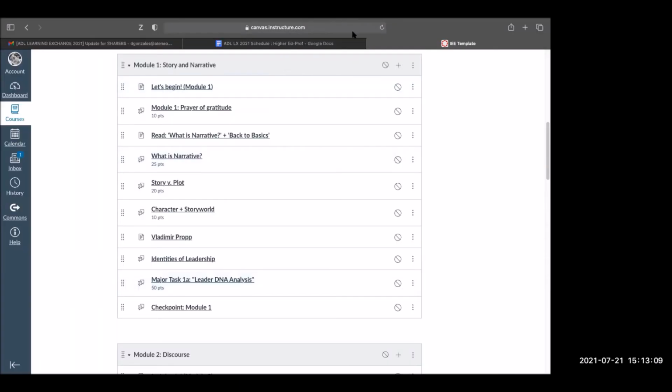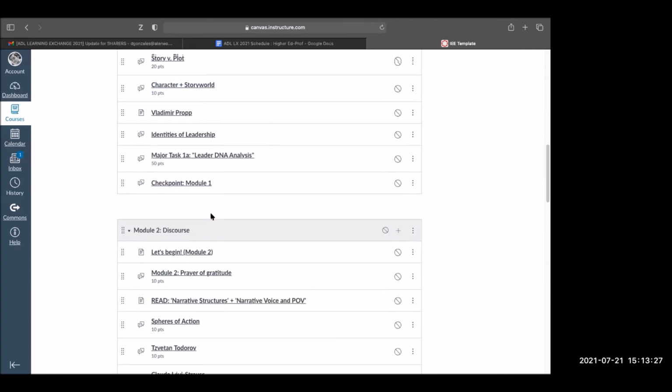This one. So ito yung tsura po ng aking modules. So mapapansin niyo po sa module 1, meron akong 25 points, 20 points, 10 points. So nabanggit ko po kanina na medyo mas light yung 10 points.